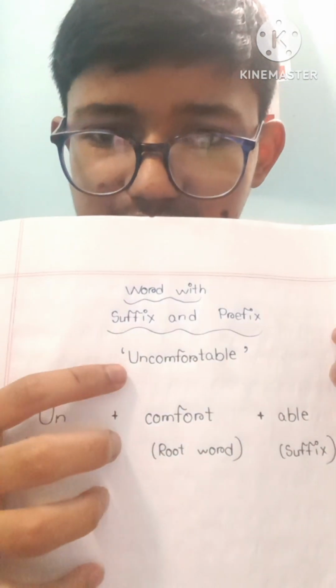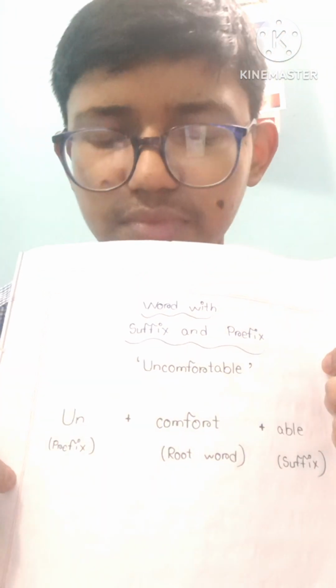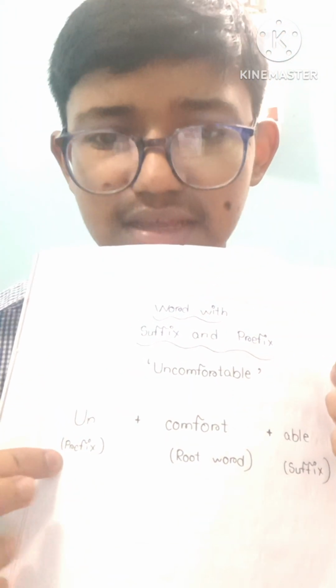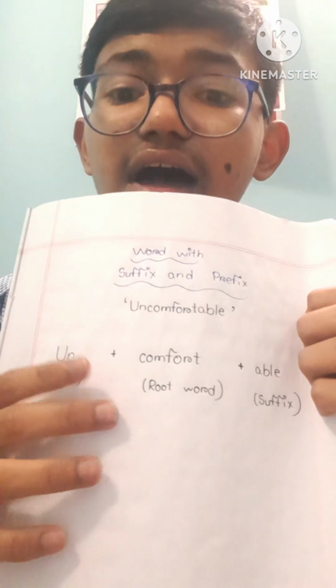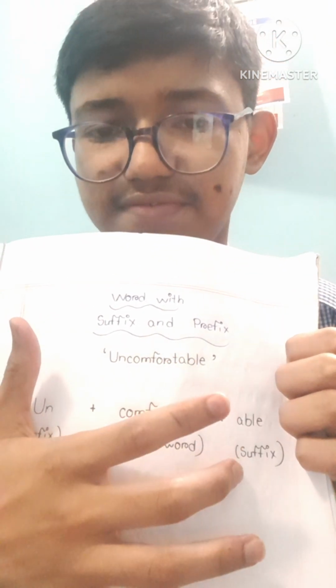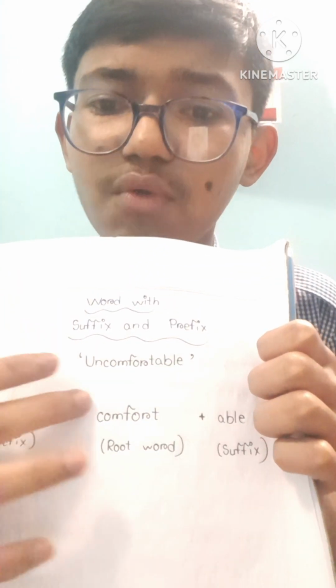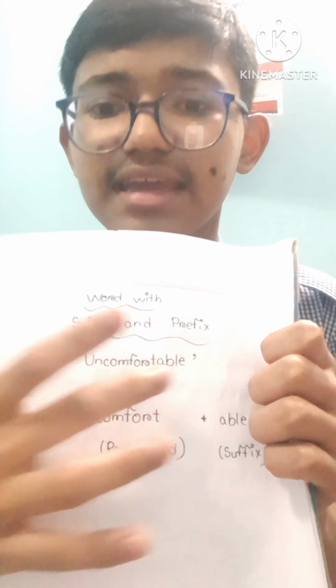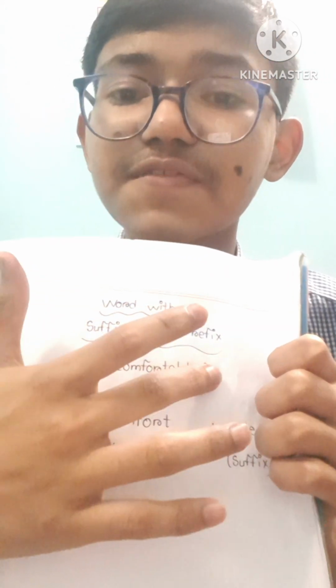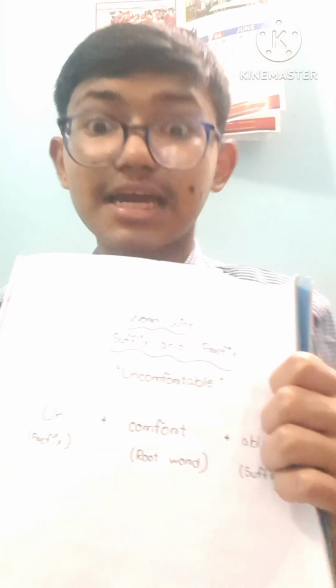Now you may have a question: in a word, can there be a suffix and also a prefix? And the obvious answer is yes. Here I have written a word, as you can see, it is uncomfortable. Here un is a prefix, while comfort is a root word and able is a suffix. And when we bring them together, we get a word which is called uncomfortable. Here comfort is aramdayok and uncomfortable means aramdayok temon ekta na.